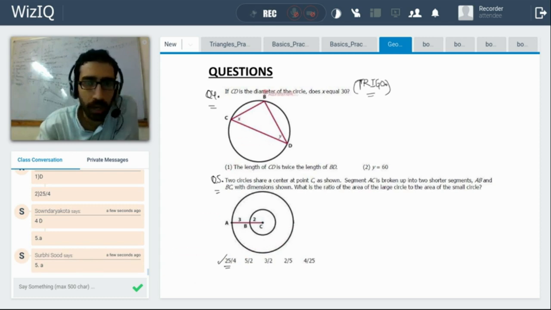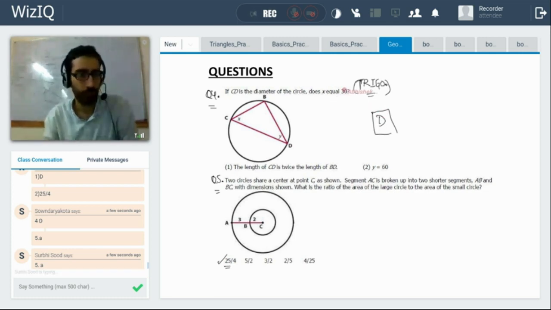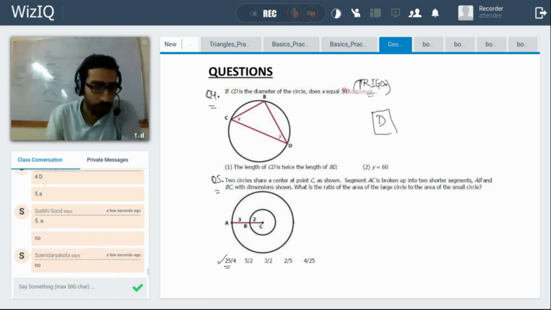Okay, excellent. And question 4 is also absolutely correctly answered by all of you. It is D, which means either statement alone is enough to answer the question. Any problems with 4? Okay, excellent. So I am assuming that you understand.